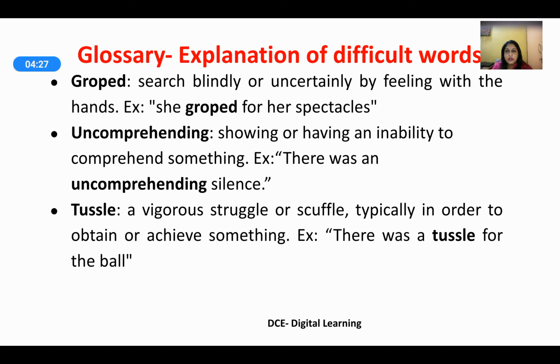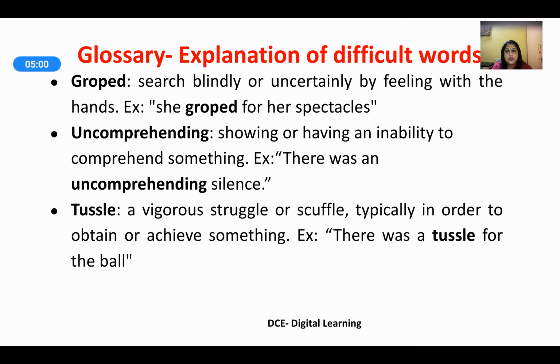The next word, groped. It means search blindly or uncertainly by feeling with the hands. For example, she groped for her spectacles. Or in the course of the text, it refers to Helen Keller when she groped for the things. Uncomprehending. Showing or having an inability to comprehend something. It means showing or having an inability to understand something. For example, there was an uncomprehending silence. It means the silence was something which was not understandable.